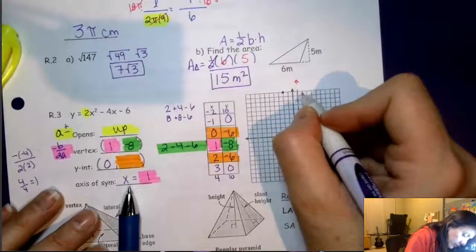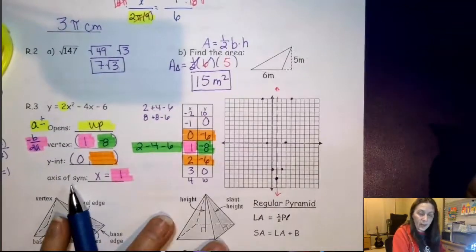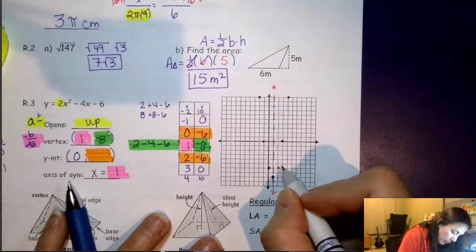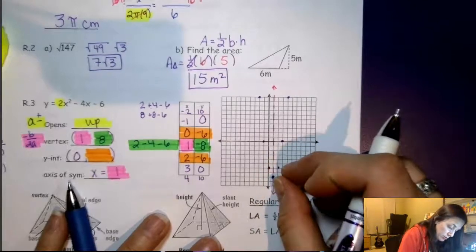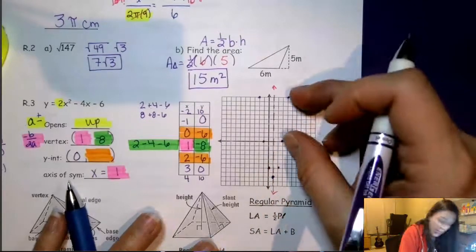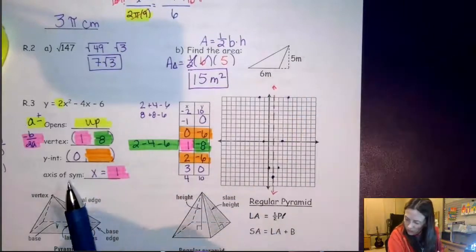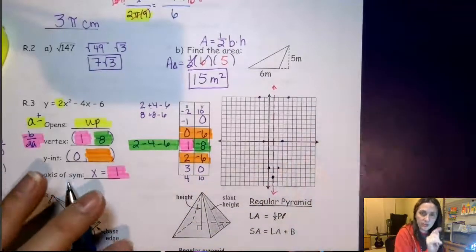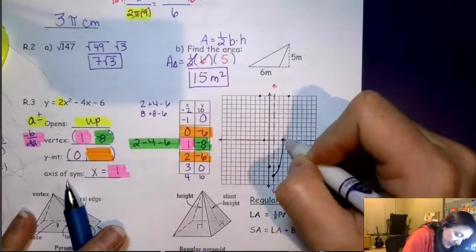1, 2, 3, 1, 2, 3. There we go, that's my parabola. Now notice that I went over 1 up 2, over 1 up 6, 2, 6, 10. So pay attention to those increments as you go as well, and draw your parabolas if you can. Nice skinny parabola.